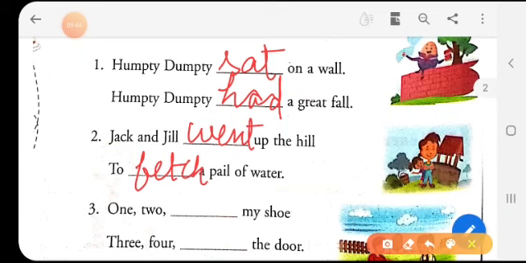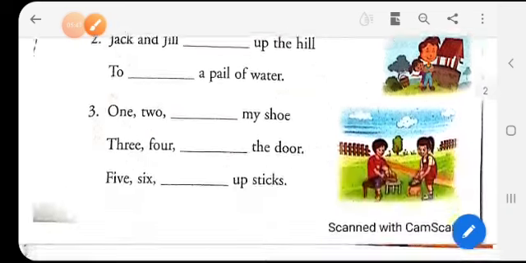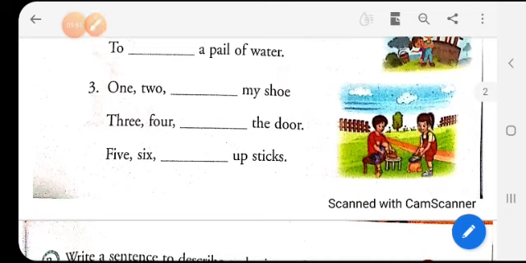So children, I hope you recalled all your rhymes. Now this third one is to be done by you. So the third rhyme is to be done by you.